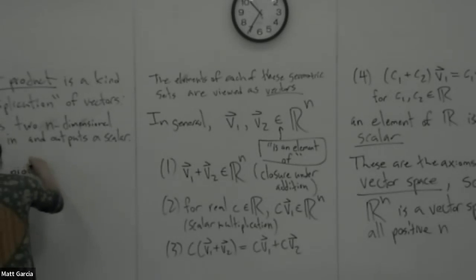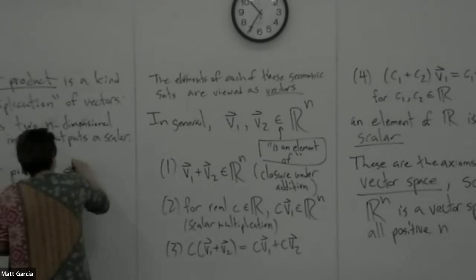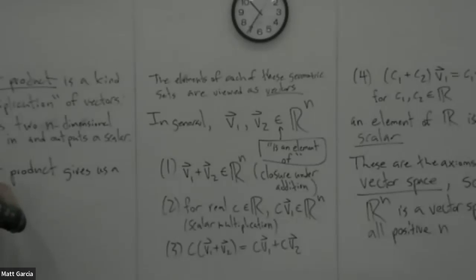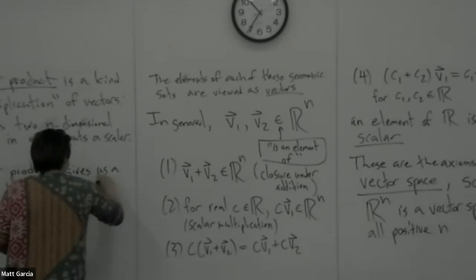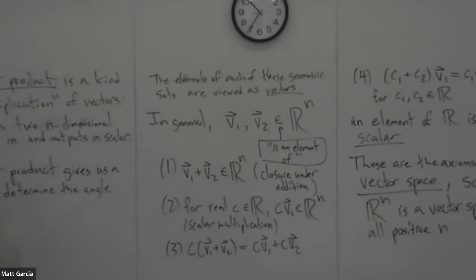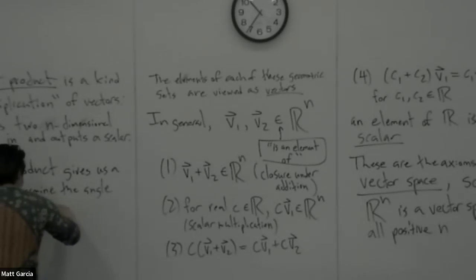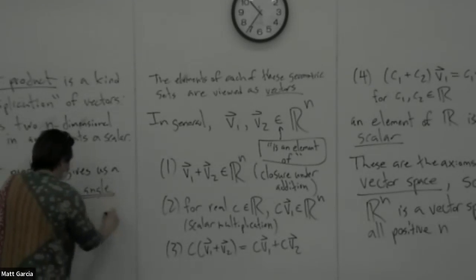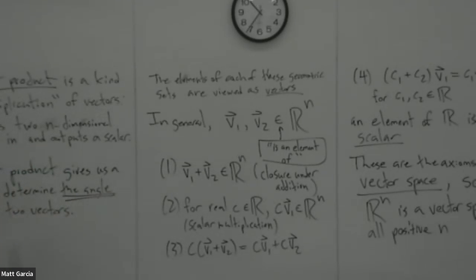Right. So the dot product gives us a way to determine the angle between two vectors. Okay, question. What do I mean by the angle between two vectors?